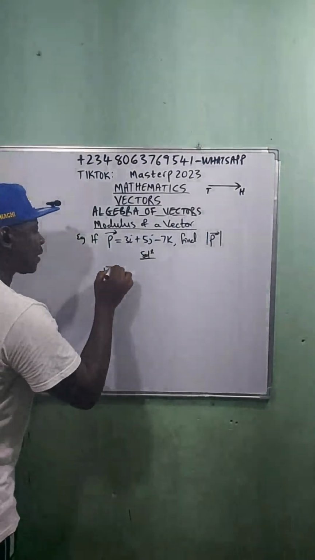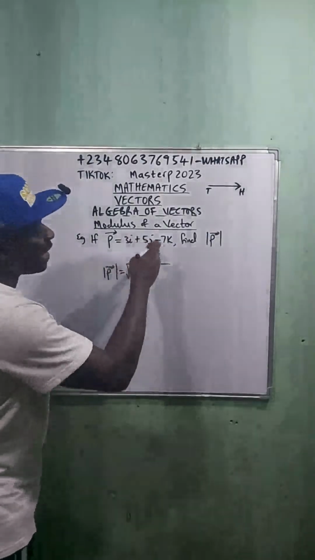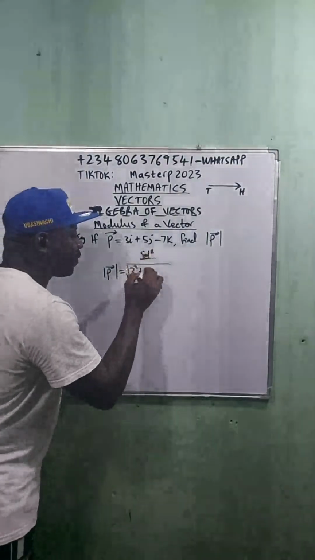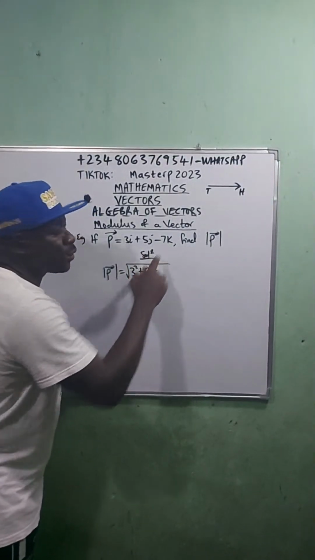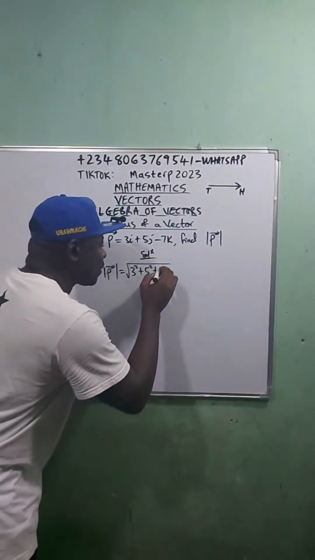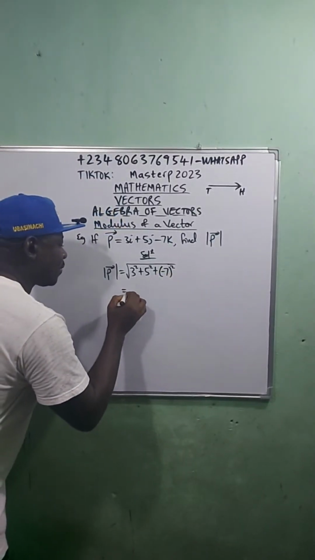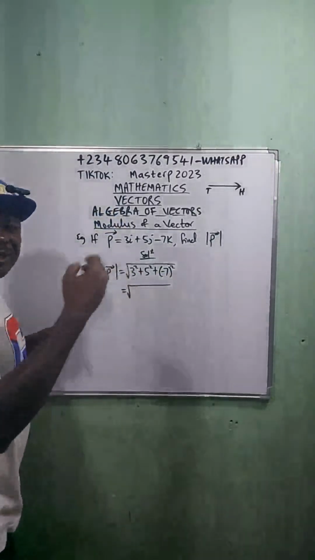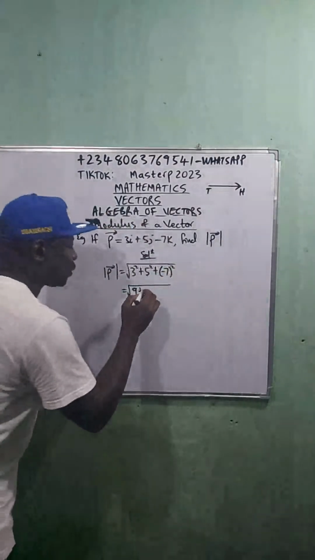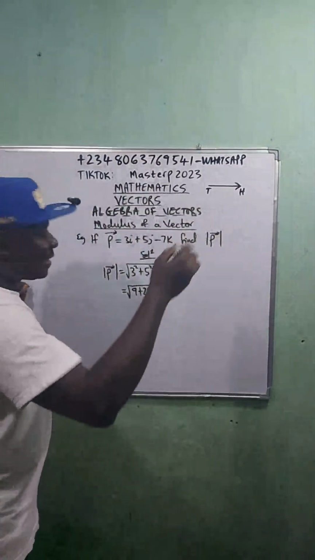The modulus of the vector will simply be equal to the square root of, you take the coefficients of i, j, and k, and you square them. So this will be 3 squared, here will be 5 squared. Here, if you say 7 squared, it is wrong because the coefficient of k is minus 7. So it is (minus 7) all squared. So this is going to give us the square root of 3 squared, which means 3 times 3, which is 9; 5 squared, which means 5 times 5, which is 25; negative 7 squared, which means negative 7 times negative 7, which is 49.